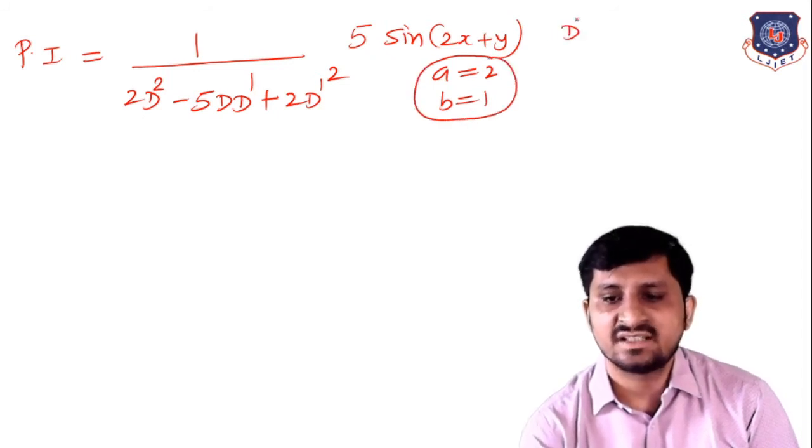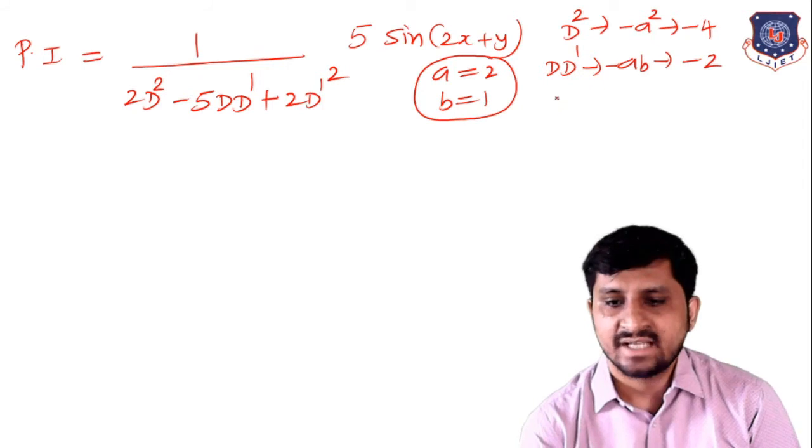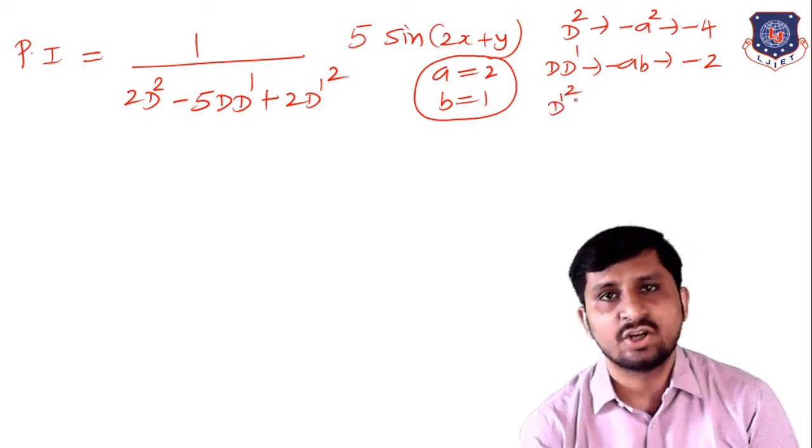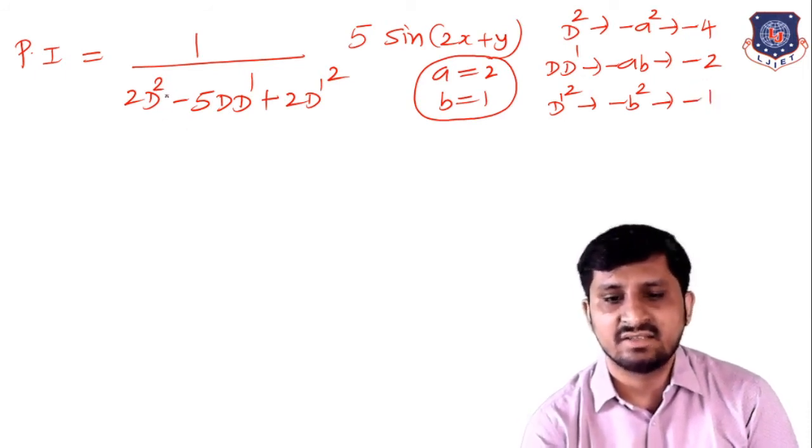So instead of D square, we have to take minus a square. So that's why we have to take minus 4, right? Instead of D into D dash, we have to take minus ab, so that's why we have to take minus 2. And instead of D dash square, we have to take minus b square, so that's why we have to take minus 1. So when we take D square equal to minus 4, minus 4 into 2 is minus 8.